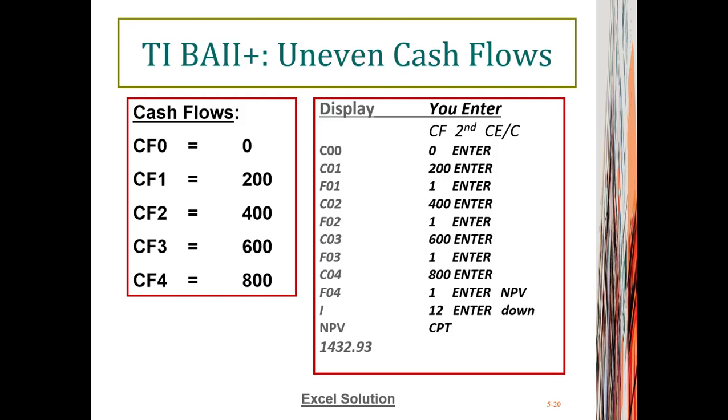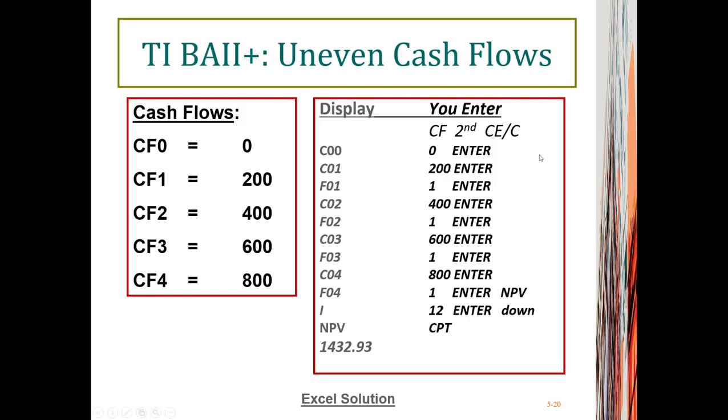Once you finish inputting the cash flow amounts, then it's time for you to calculate NPV. You simply press NPV. Then the calculator will show I. Then you put 12. Enter, down arrow. It still doesn't show any answer. And the last step is to press CPT or compute to get the answer.